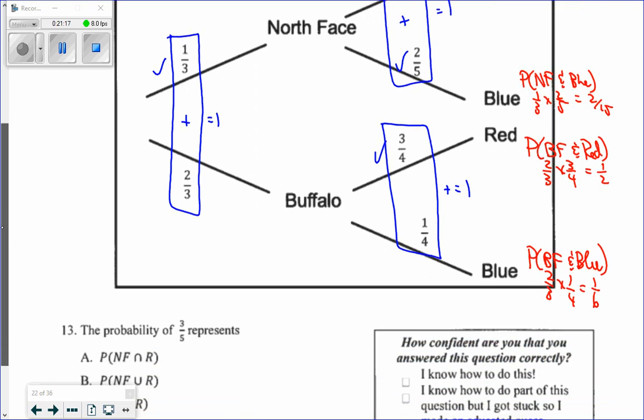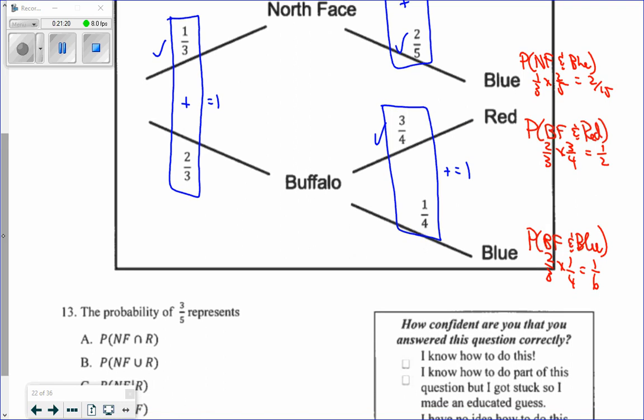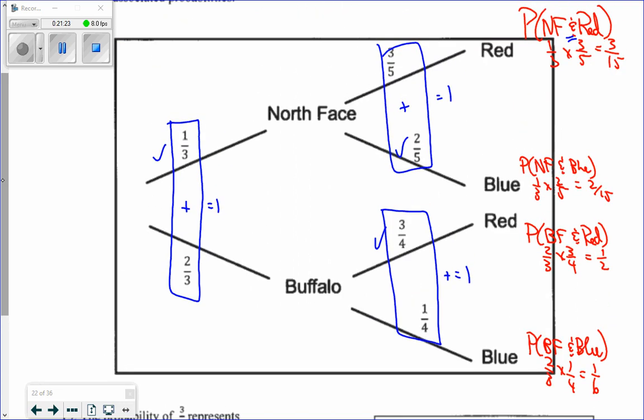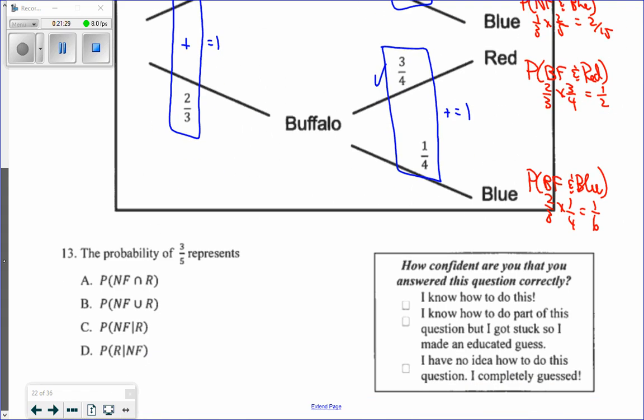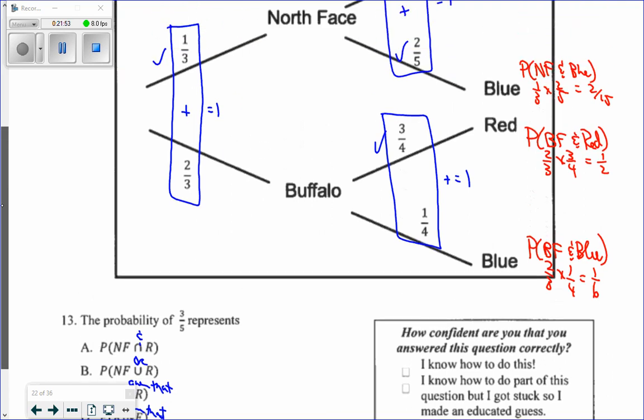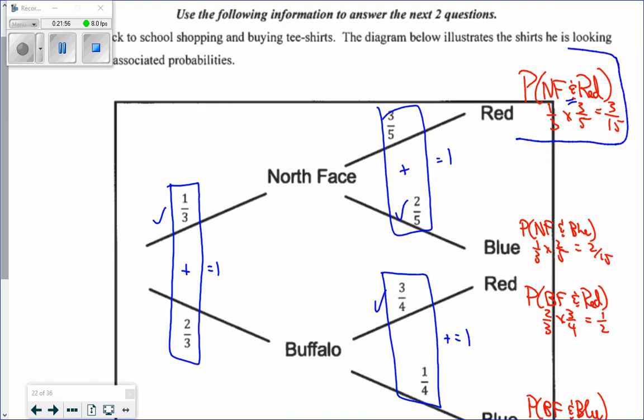So what does the question actually say? The probability 3/5 represents. So 3/5. Okay, so this is North Face and red. This is North Face or red. This is North Face given that it's red. And this is red given that it's North Face. So North Face and red, no, North Face and red is this right here. North Face and red is 3/15, not 3/5.